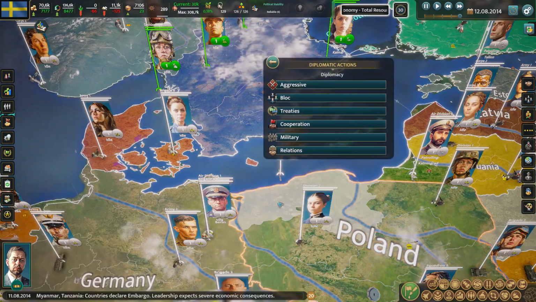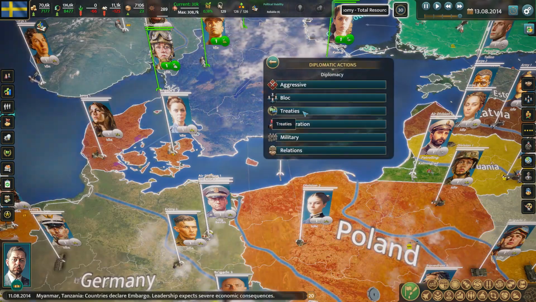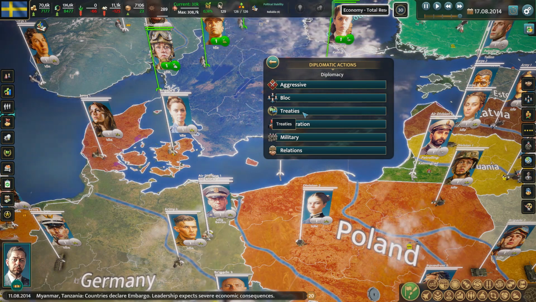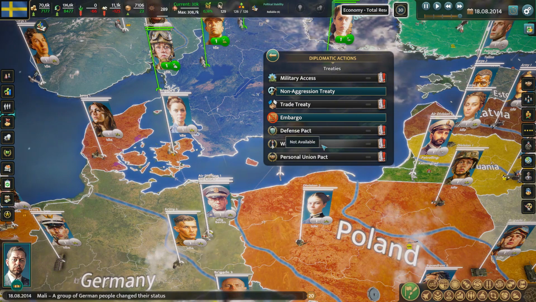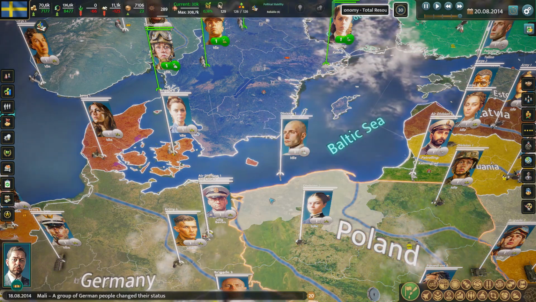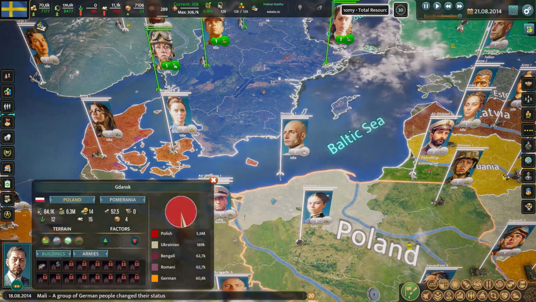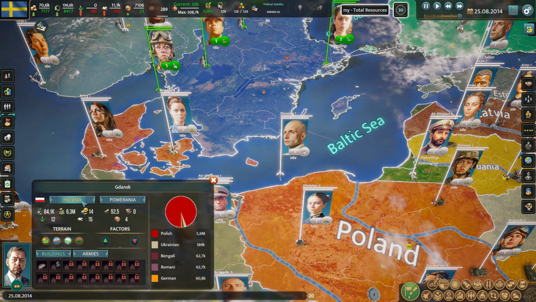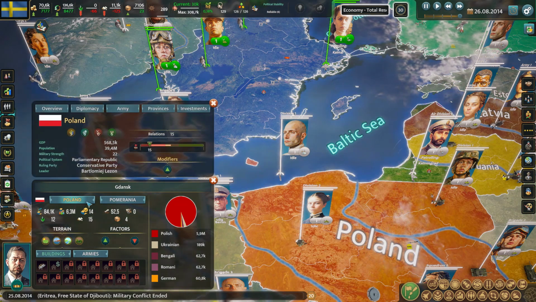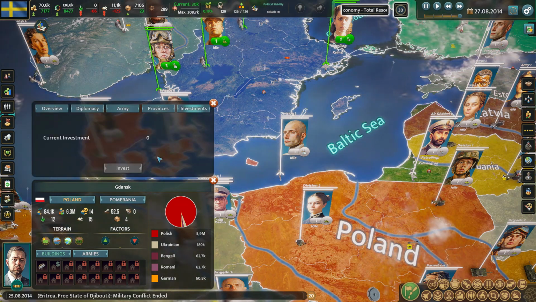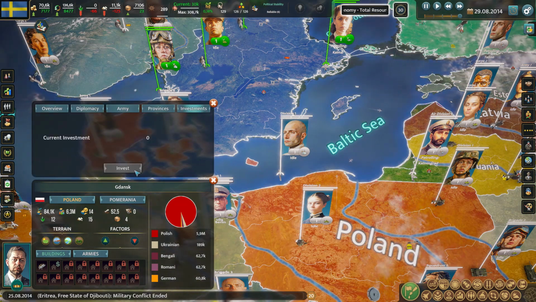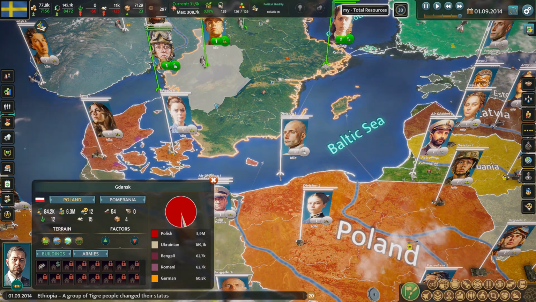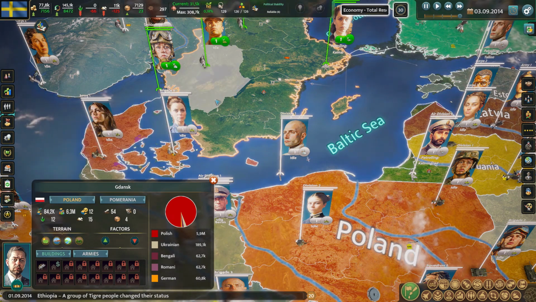Similarly, if you would like to deal with the economical side of other countries, you've got treaties here. You can also always invest in a country. This is an action that you can always take from time to time. Investment itself will let you invest a certain amount of money with a return.